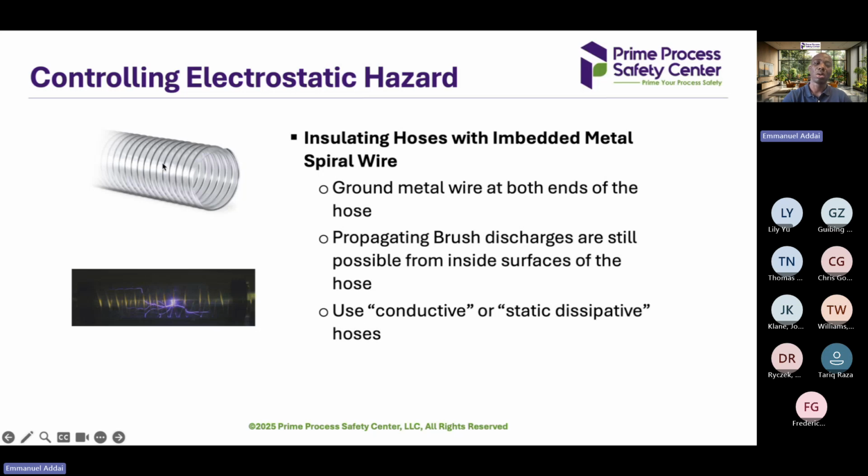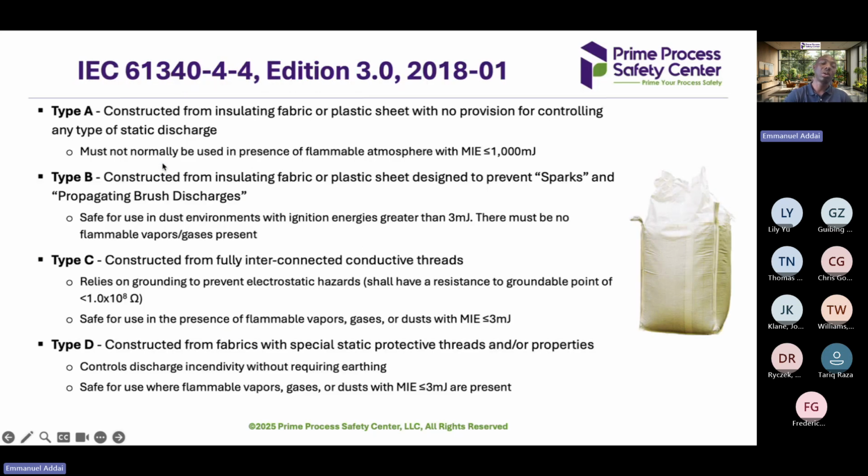What about flexible intermediate bulk containers, what we call FIBCs? Sometimes people call them totes, some people call them super sacks. This is also used to handle or transport various bulk materials, and it is very, very important to know the type. We have four types: type A, type B, type C, and type D. And selection of each type for your transportation and storage of your material depends on the minimum ignition energy.